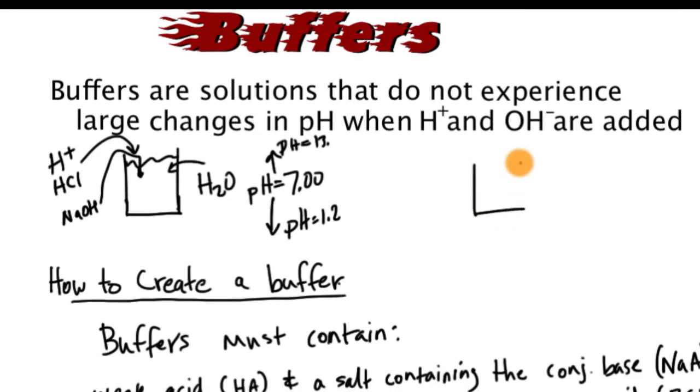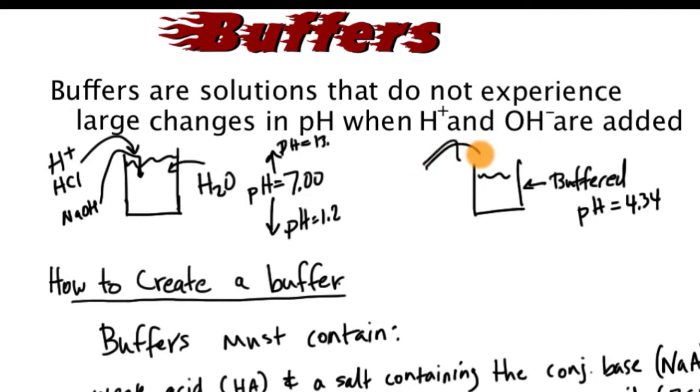Now, if we have a buffered solution, and we say that the solution here is now buffered, what that means is it will now maintain a pH. So let's say we buffer it at a pH of like 4.34, okay? And I add a hydrogen ion to the solution, like now we add HCl. Now the pH is still going to drop, but it's not going to drop that much. The pH is going to drop to something like 4.32. We might even drop down to like 4.12 or something. It depends on the concentration of the acid you add. But the point is that it doesn't drastically change like it does in pure water.